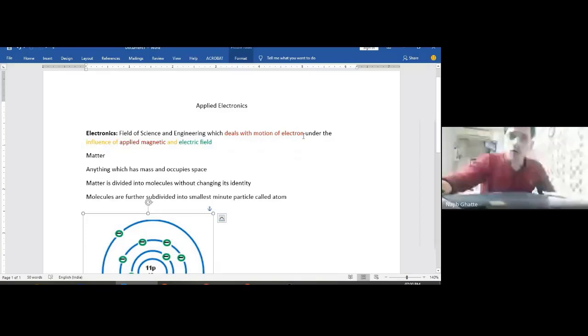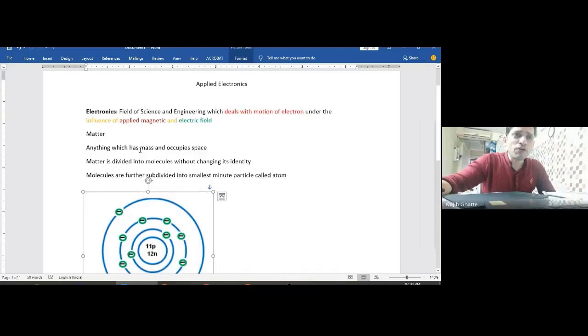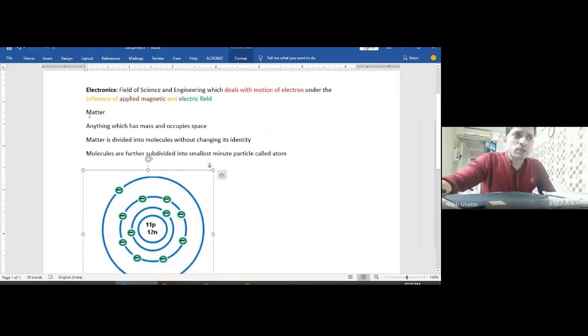There are protons, there are neutrons, but why only electron? That we have to understand. Before moving forward, let's try to understand what you mean by matter. Anything which has mass and occupies space is known as matter.